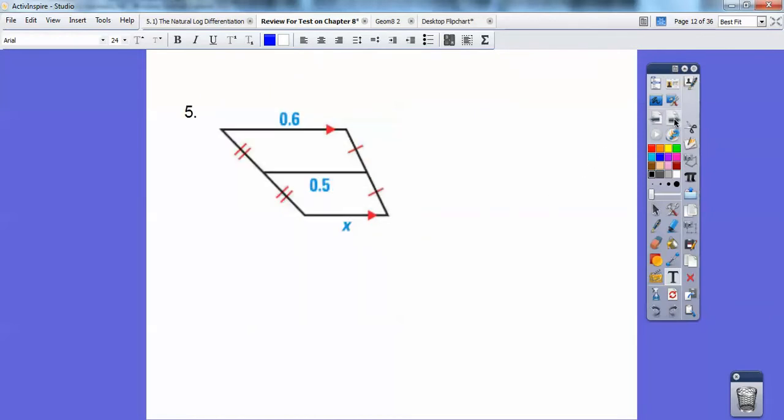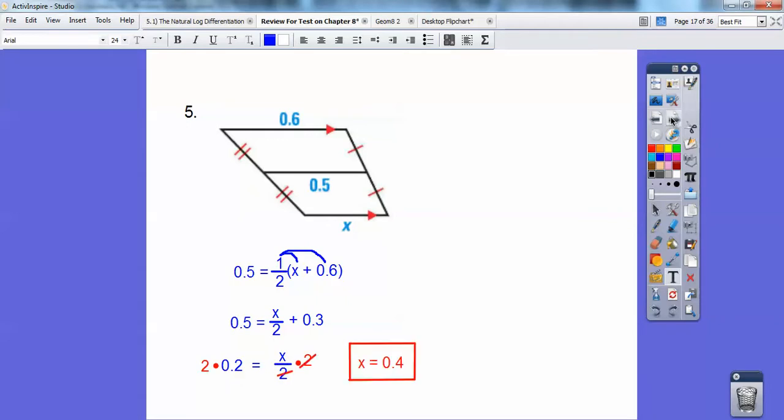Okay, I'm thinking angles. Here, same reasoning, you guys. This is a trapezoid because of these parallel lines right here, and this is the midpoint because that equals that, and this equals this. So this midsegment right here is half of x plus 0.6. So 0.5 equals 1/2 x plus 0.6. There's a couple ways you can do it. You can multiply by 2, or you can distribute the half through. I distributed the half through, then subtracted 0.3, and then multiplied by 2, and I get 0.4. You could have multiplied by 2 at the beginning and got rid of the half, and you would have got 1.0 equals x plus 0.6, and then subtract 0.6.